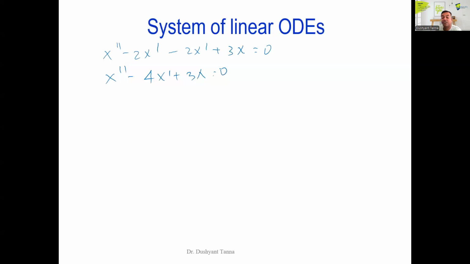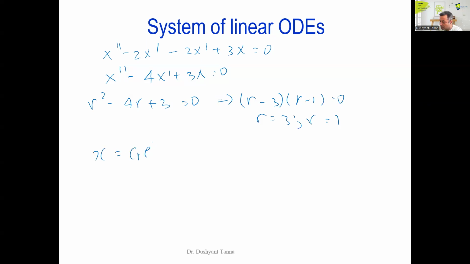It's a homogeneous differential equation because the right-hand side is 0. We talk about its characteristic equation, r squared minus 4r plus 3 is 0. You factorize it: r minus 3, r minus 1 is 0. So r is 3, r is equal to 1, right? And therefore your x is c1 e raised to t plus c2 e raised to 3t, right?